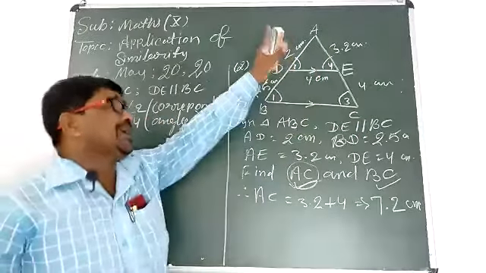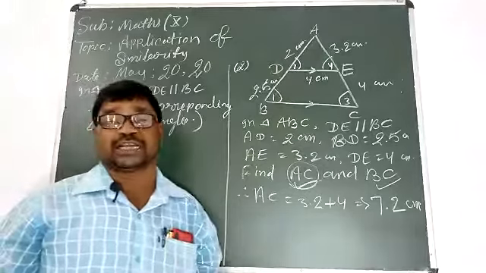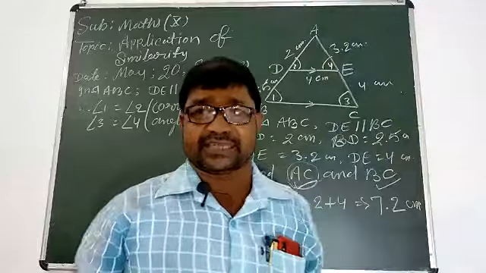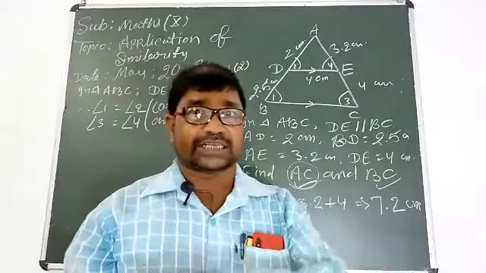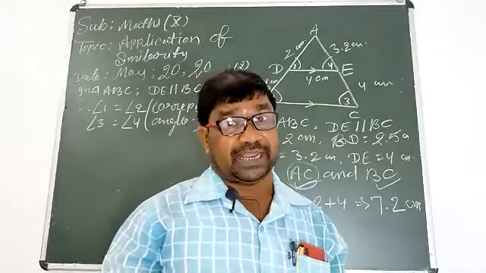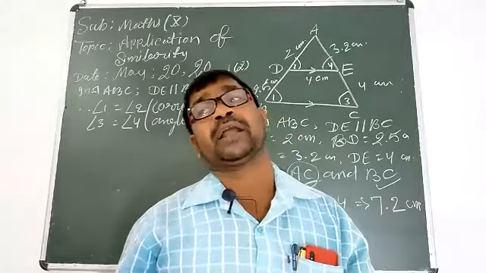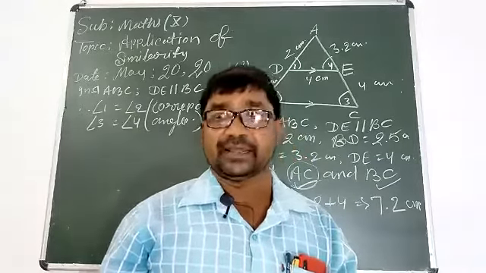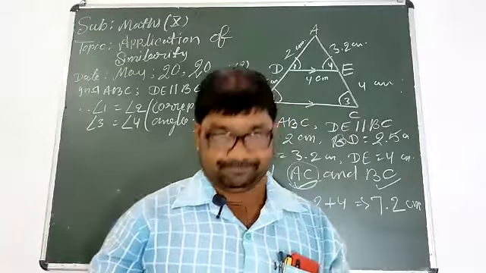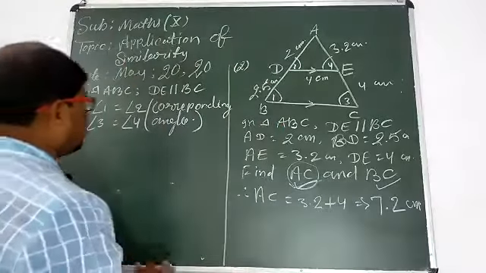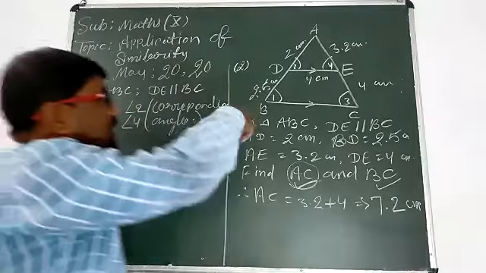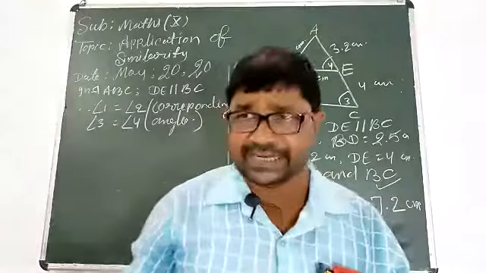First you should think about why. Because we know the corresponding angle axiom: if a transversal intersects two parallel lines, then corresponding angles are equal. And if corresponding angles are equal, then the lines are parallel. That is the converse of the corresponding angle axiom. Understood? Now, angle 1 equals angle 2 and angle 3 equals angle 4. No doubt in it.